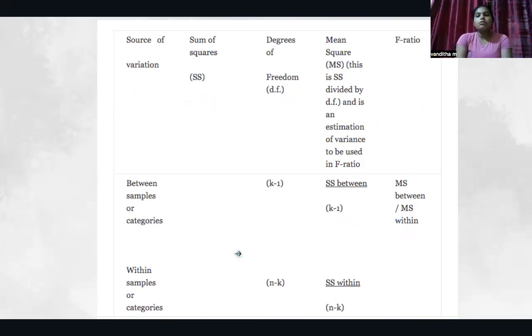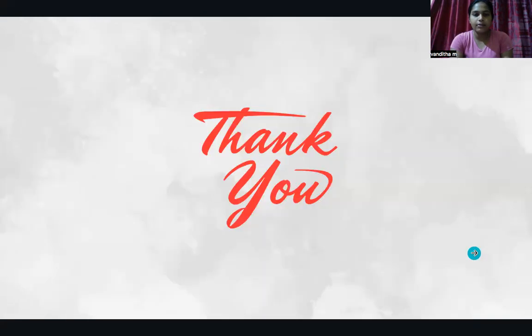You can just pause the video for 1 minute and go through this table. This is a very informative table. It is very important for one-way ANOVA. You'll get the entire theme and content from this table. I hope you have understood the ANOVA technique, what ANOVA is, its principles, etc. Just watch the table for a minute.